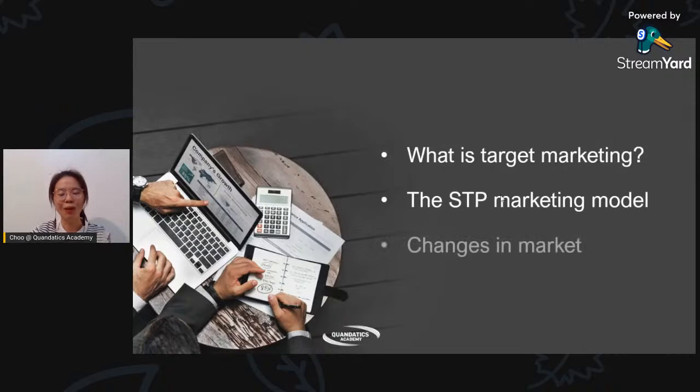And next, what we are going to cover in this talk is an open discussion on what the changes in the market are nowadays. We are also going to discuss how we are able to use data to cope with all these changes in the market today. All right, so let's have a quick walkthrough about target marketing.